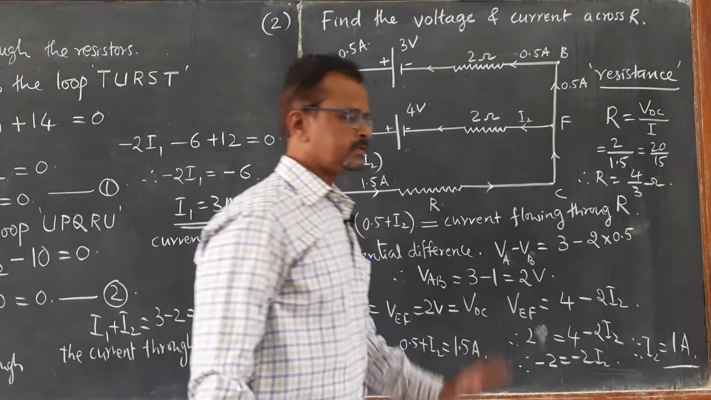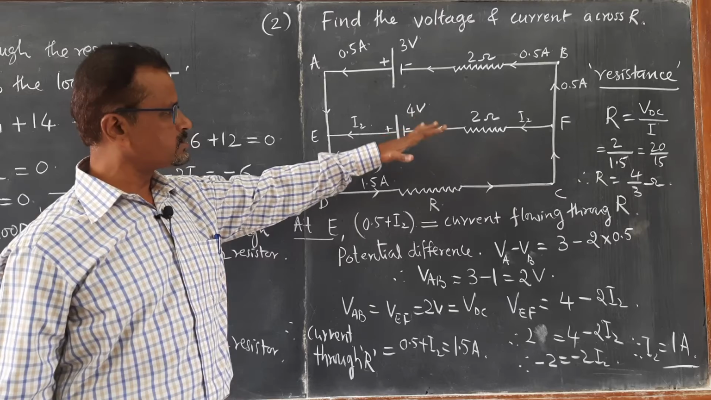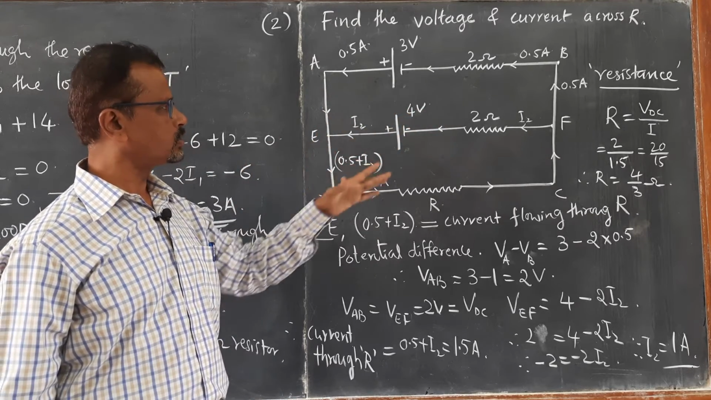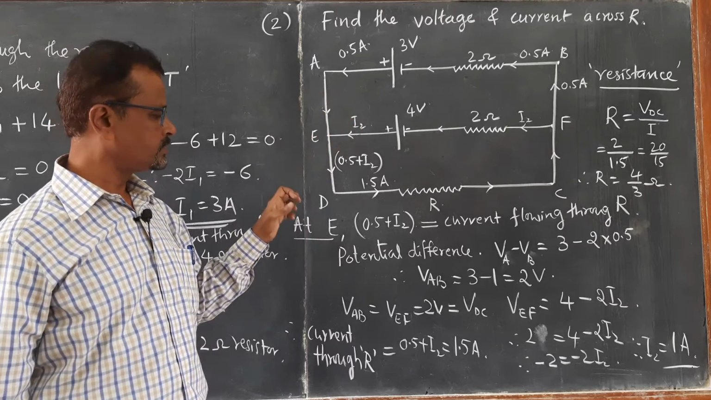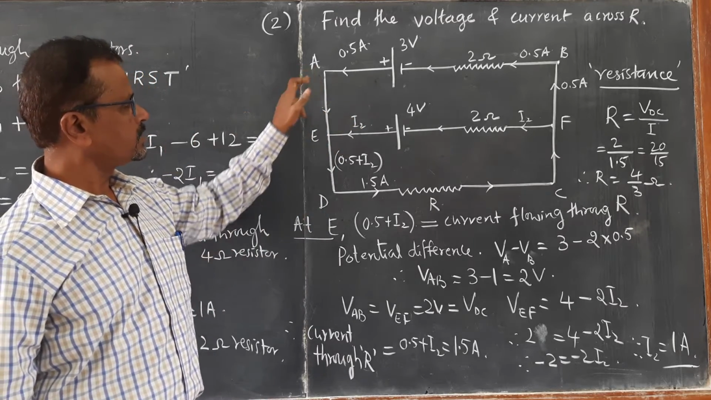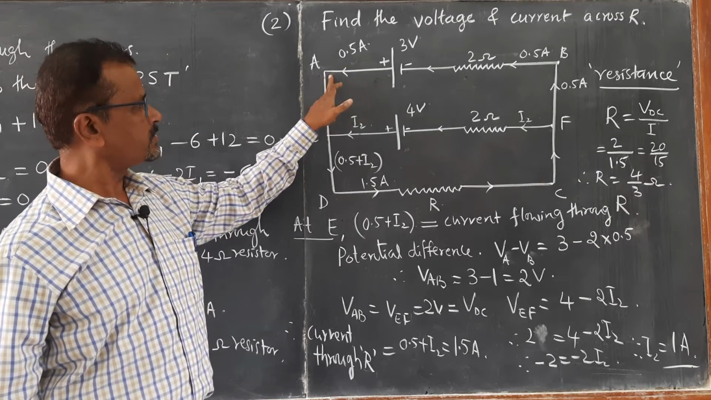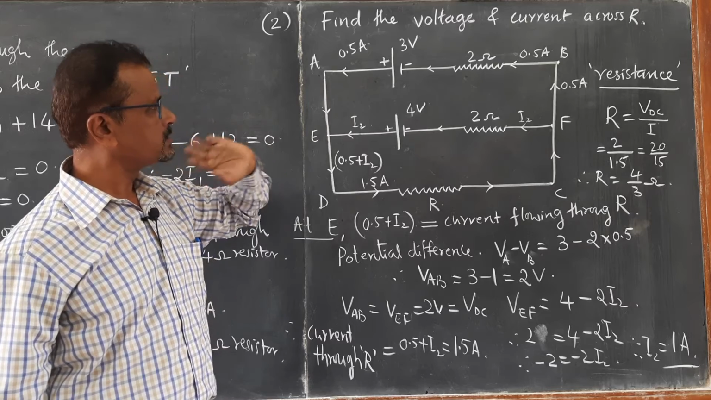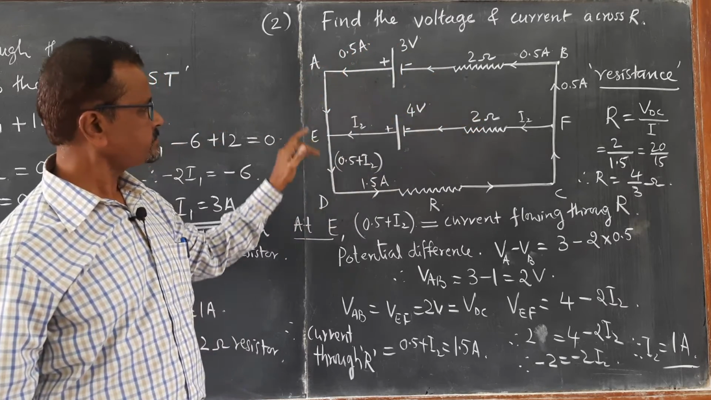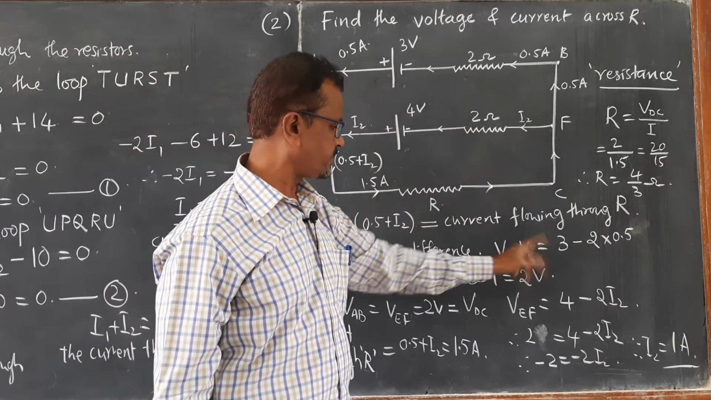So this is the problem which is solved slightly in a different manner. We did not choose any closed mesh or closed loop here. Without choosing a closed loop, we just found out the potential differences. Okay. So thinking that A is at a higher potential and B is at a lower potential, the current will be flowing in this fashion. So 3 minus 2 into 0.5, right?